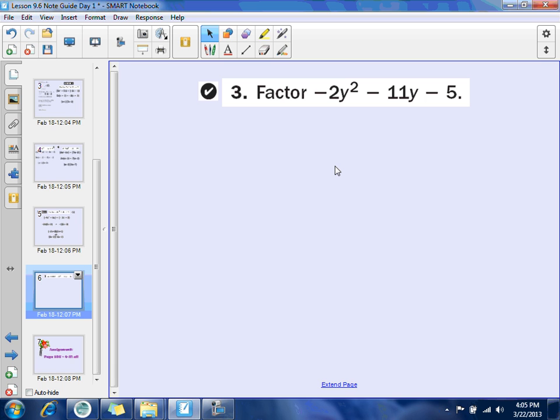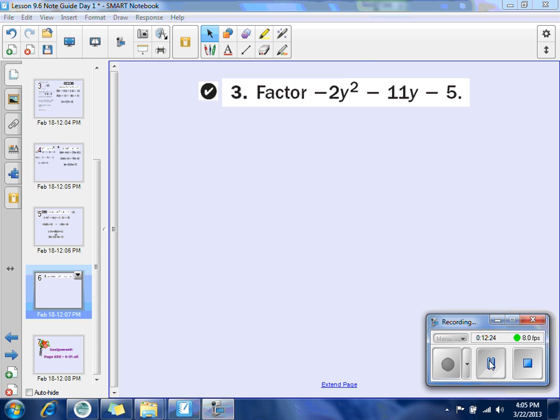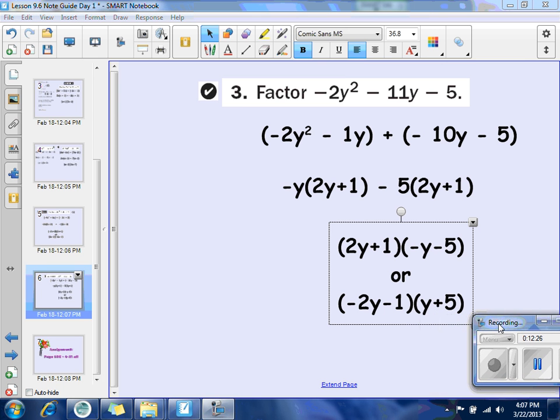So go ahead and try this one. I'll pause the video again, and then when you're ready, play the video back, and then you'll see your answer. So 1, 2, 3, pause. All right, here are your answers.